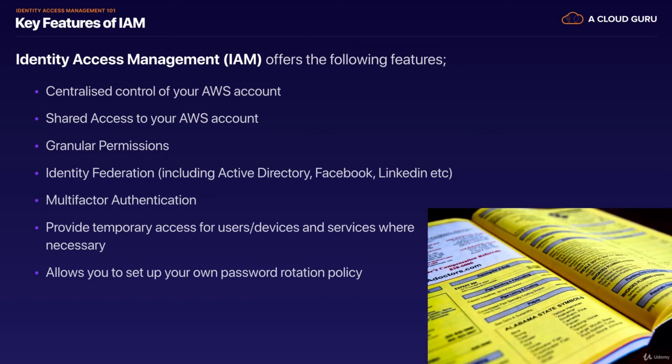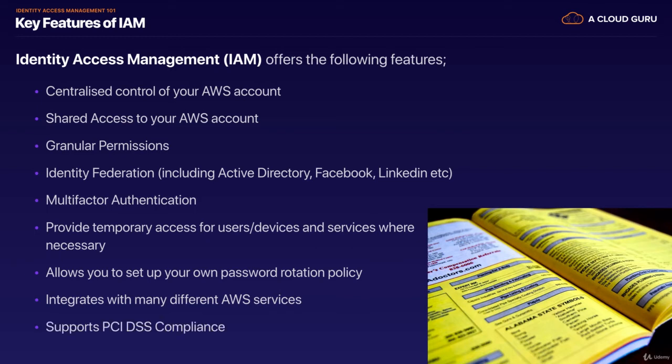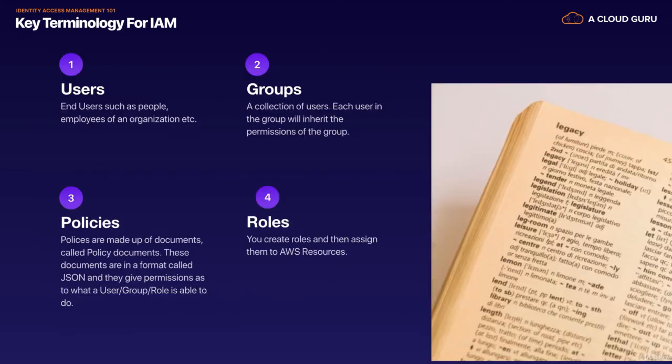It also allows you to set up your own password rotation policy. So you may want your users to rotate their passwords every 3 months or every 3 weeks, entirely up to you. And it integrates with many different AWS services, and it supports PCI DSS compliance. So PCI DSS compliance is basically a compliance framework that if you're taking credit card details, you need to be compliant with the framework. So IAM supports PCI DSS.